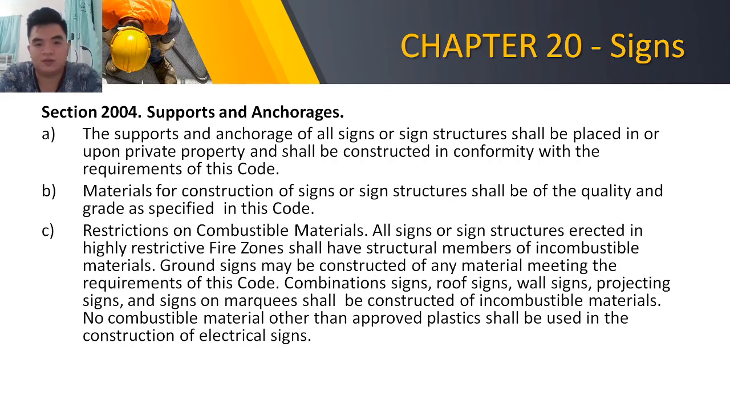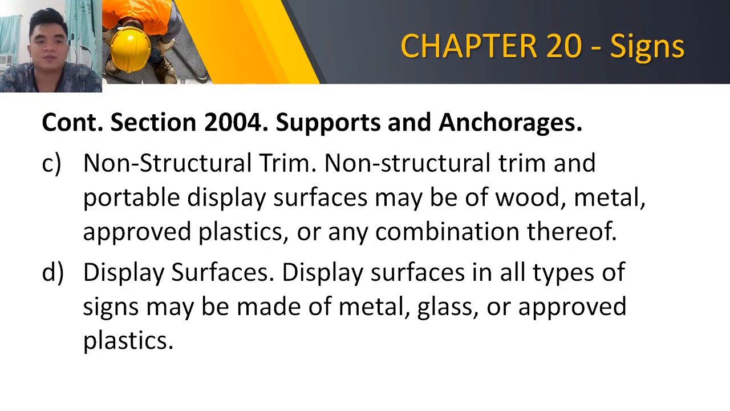Restrictions on combustible materials. All signs or sign structures erected in highly restrictive fire zones shall have structural members of incombustible materials. Ground signs may be constructed of any materials meeting the requirements of this code. Combination signs, roof signs, wall signs, projecting signs, and signs on marquees shall be constructed of incombustible materials. No combustible material other than approved plastic shall be used in construction of electrical signs. Non-structural trim and portable display surfaces may be of wood, metal, approved plastics, or any combination thereof. Display surfaces in all types of signs may be made of metal, glass, or approved plastics.